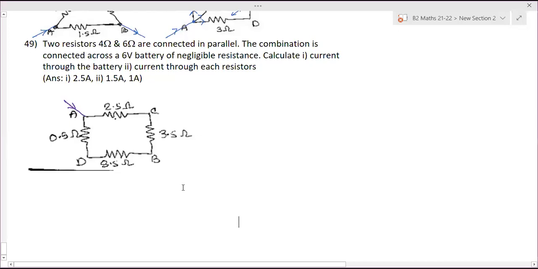So current is entering through A and leaving through B. That means current at point A is divided into two parts, I1 and I2.